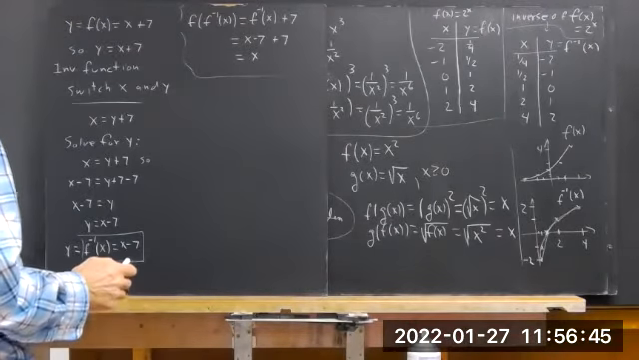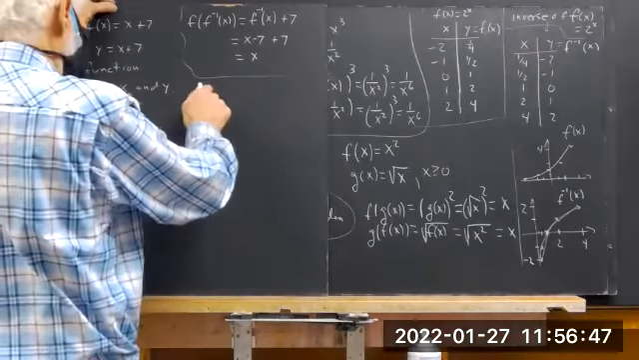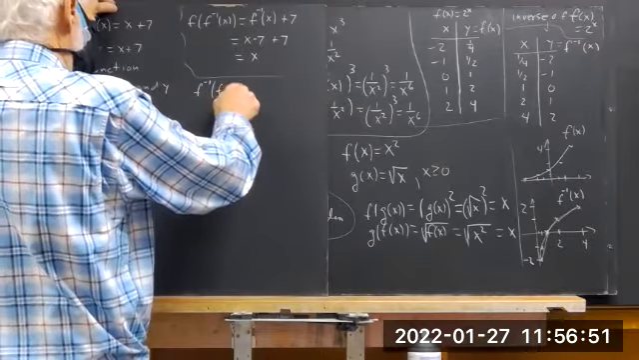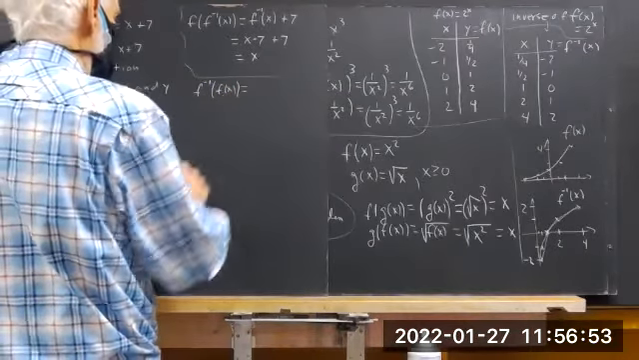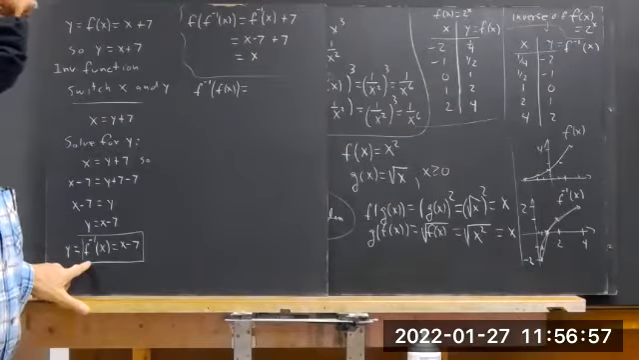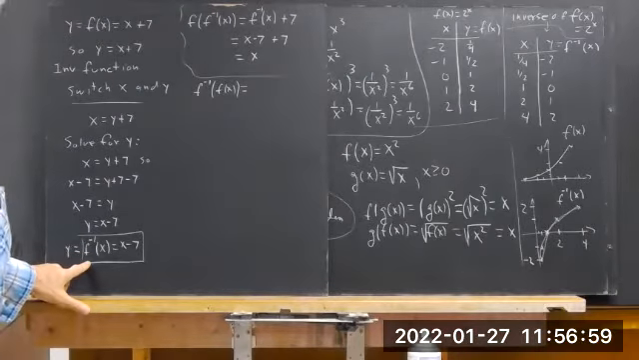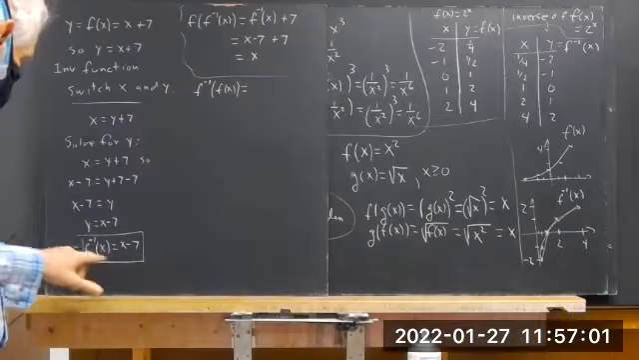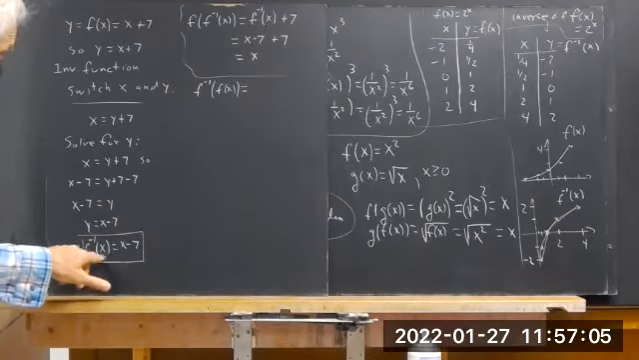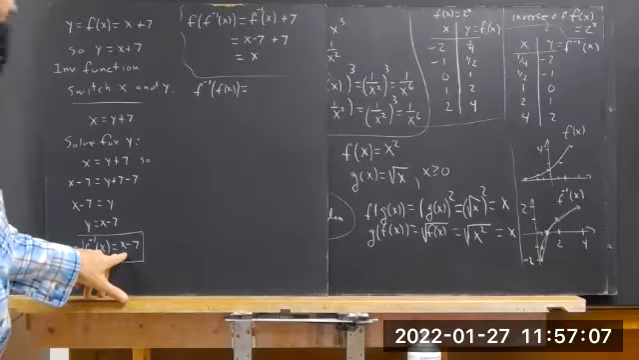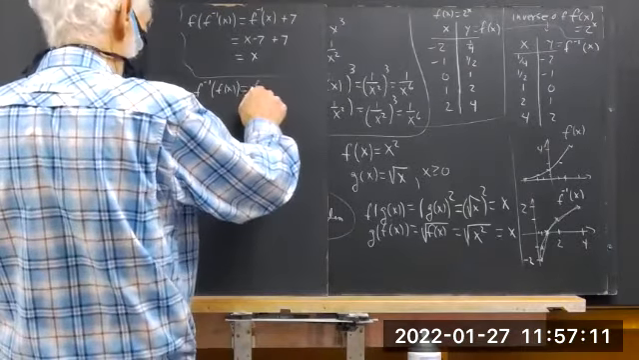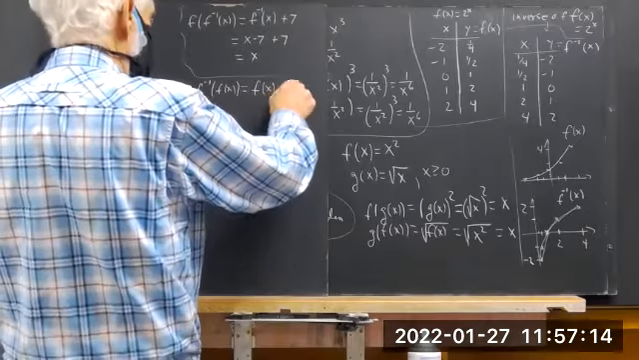Then, of course, we could say that f inverse of f of x equals, well, now we're going to plug f of x into the formula for f inverse, right? Because here's f inverse of f of x. Here's our rule for f inverse of x. Whatever's in parentheses goes here. And that means that f inverse of f of x is f of x minus 7.